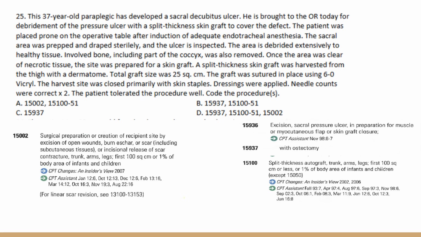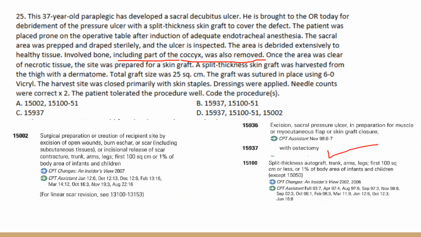But let us see the code 15937, and it is the code for the excision. Now this is the indented code. So what I will do, excision of the sacral pressure ulcer in preparation of the muscle and myocutaneous flap or the skin graft closure with osteotomy. What gives me the impression that osteotomy happened? Because they have removed, including part of the coccyx, which is a vertebra, was also removed. So the bone is removed and the cut has happened. So we will require a code 15937 with the osteotomy.